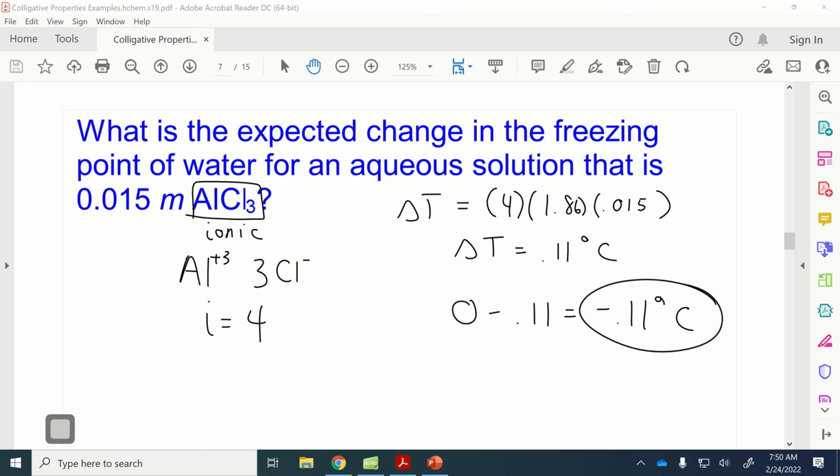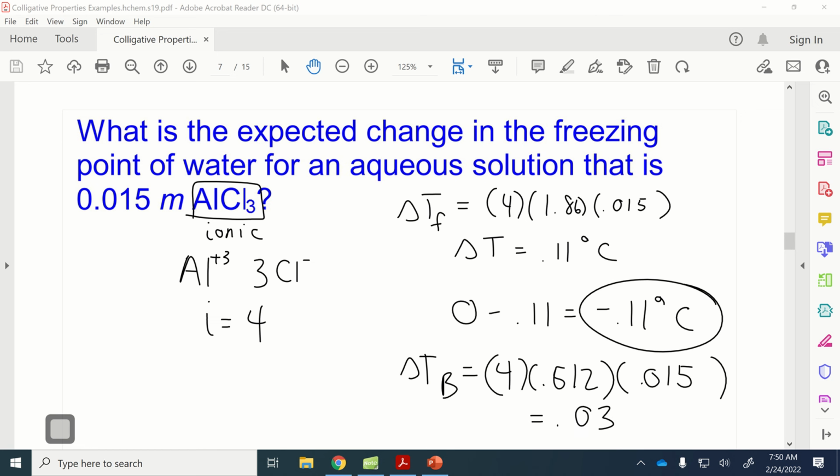All right. I know all of these were showing the freezing point depression over and over again. The exact same thing would occur with the boiling point. If I do that one more time, it would be 4 times 0.512 times 0.015. This is a change of 0.031 degrees Celsius, which I would add to 100, so it would be 100.031 degrees Celsius new boiling point.